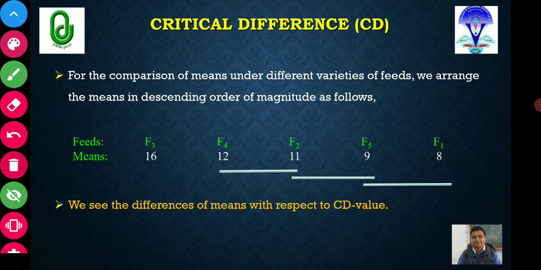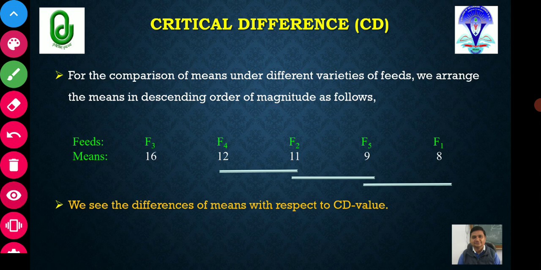There are other ways also to express the significant difference, but this one you can utilize. I hope you all have understood how to put the underline. If two means are one and the same, then you have to underline it. If two means are different, you don't have to do anything. Who decides whether they are significantly different or not? That is decided by the CD value. If the difference between the means is greater than the CD value, then the means are significantly different. And you know how to calculate the CD value.